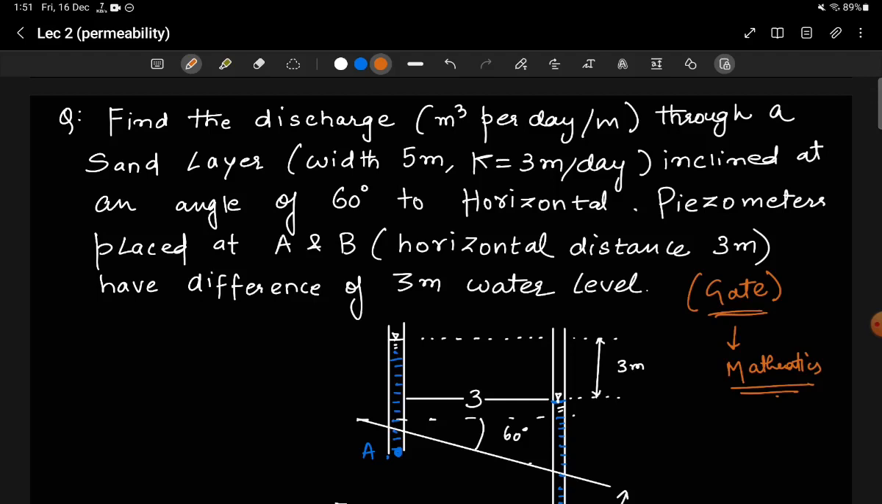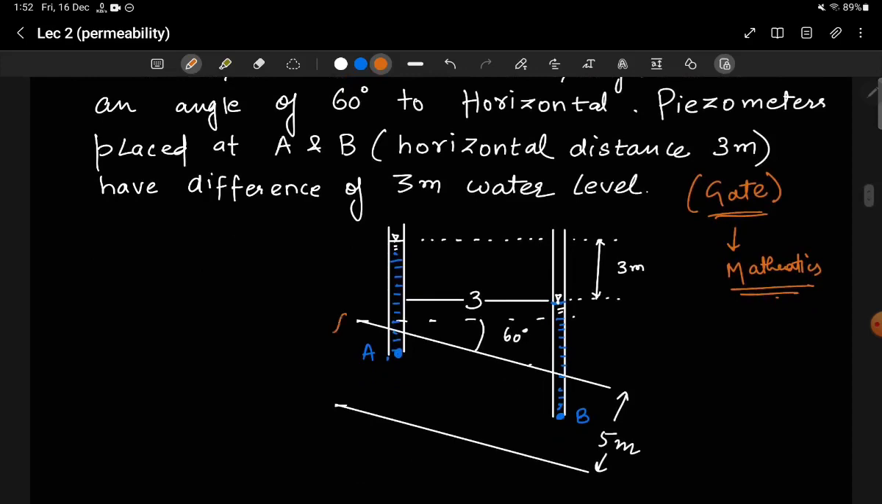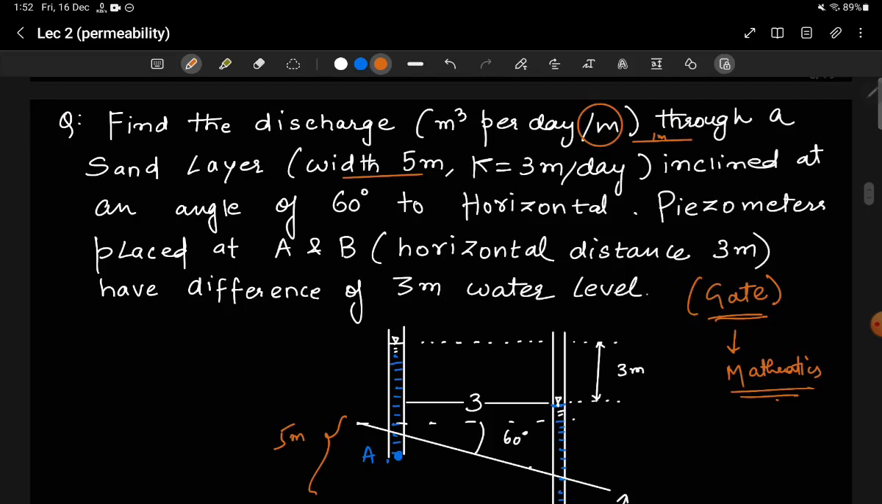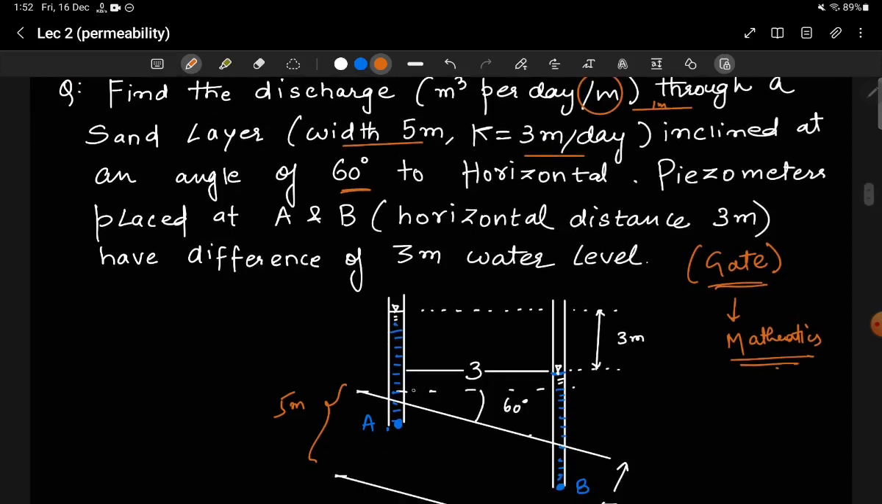In the given question, they have asked us to find the discharge in meter cube per day per meter. Now this statement is very important. When it is said per meter, it means for a unit length. Through a sand layer which has a width of 5 meters. This is your sand layer, and this is 5 meter width. K is given as 3 meters per day, inclined at an angle of 60 degrees to the horizontal. Here you can see that the inclination with the horizontal is 60 degrees.